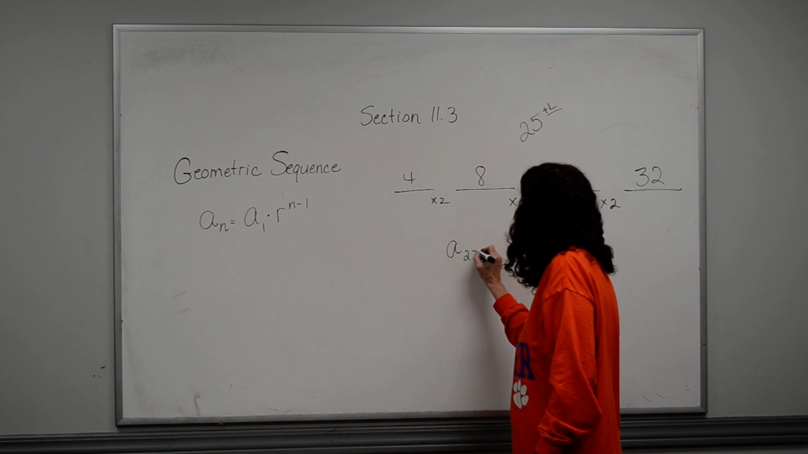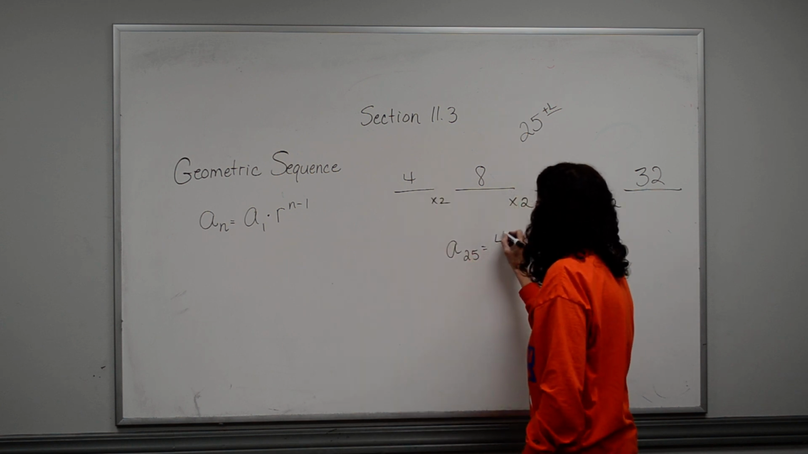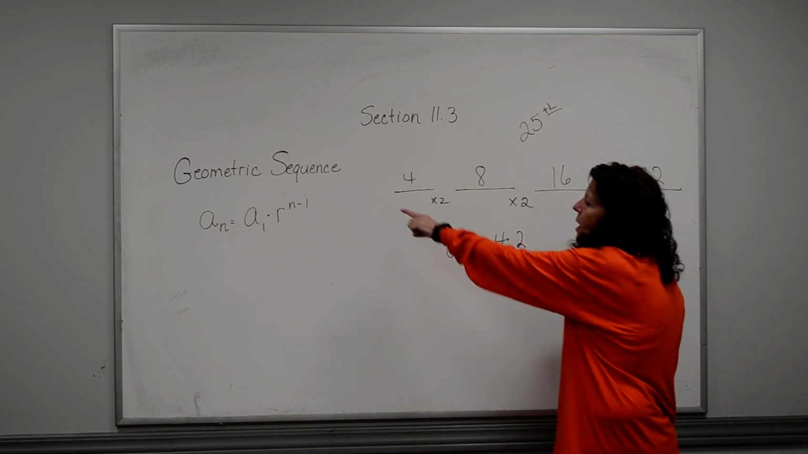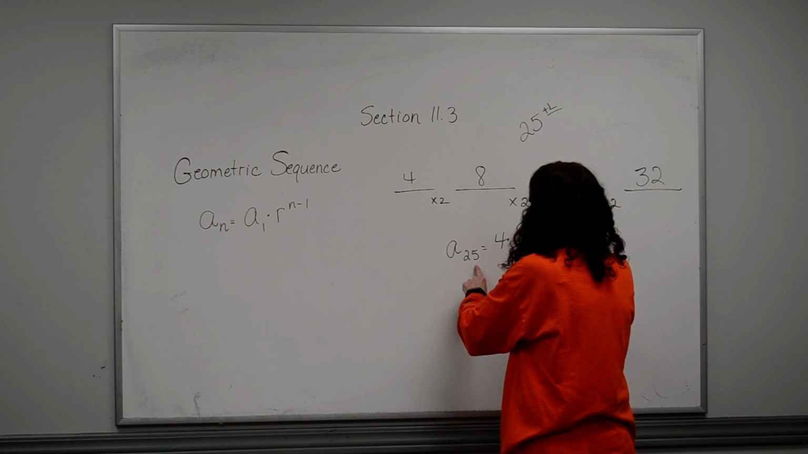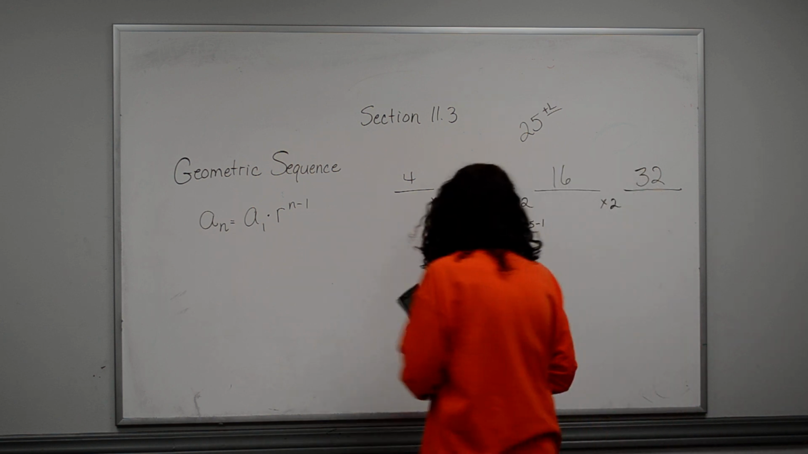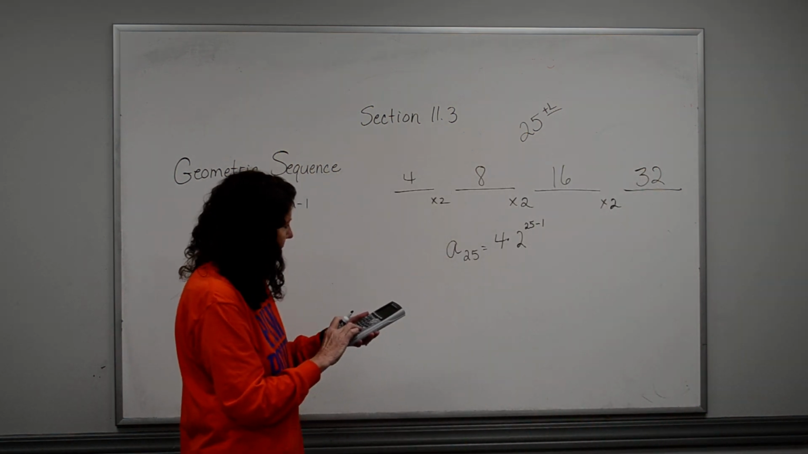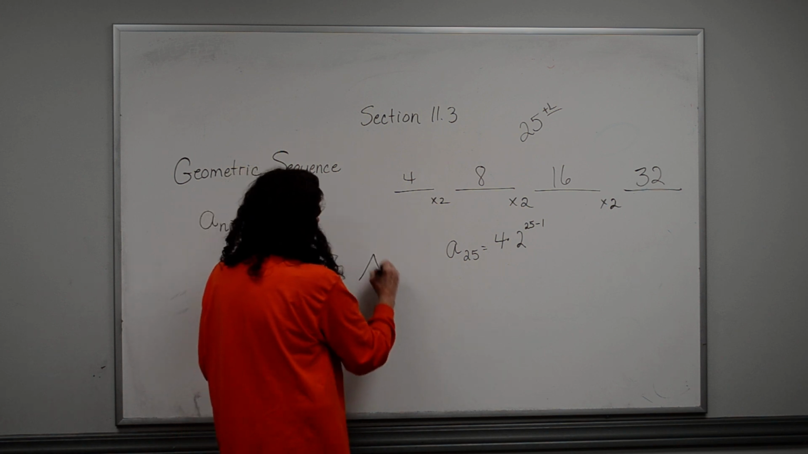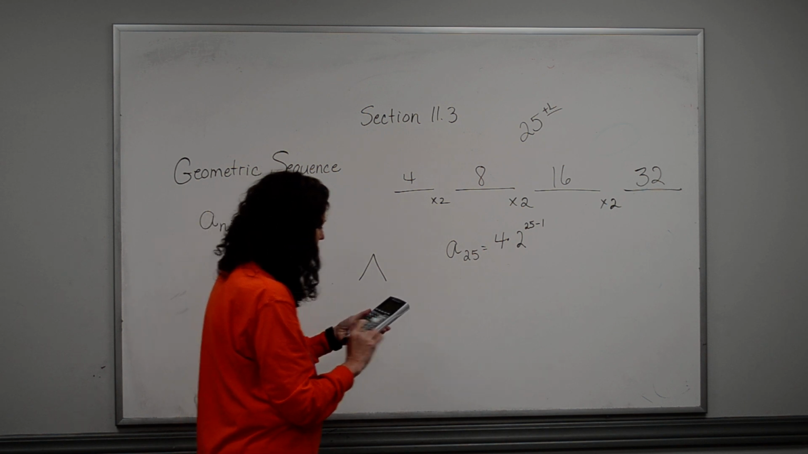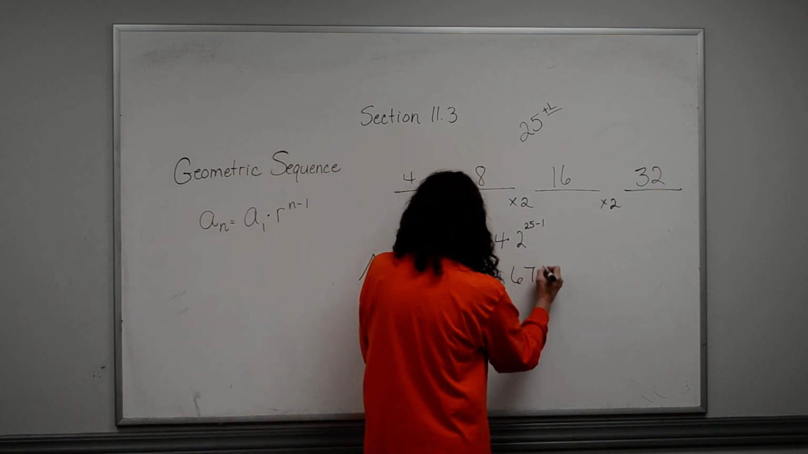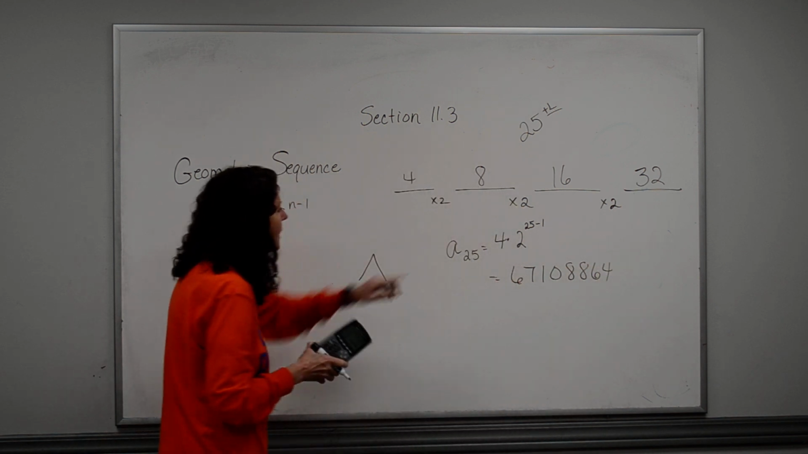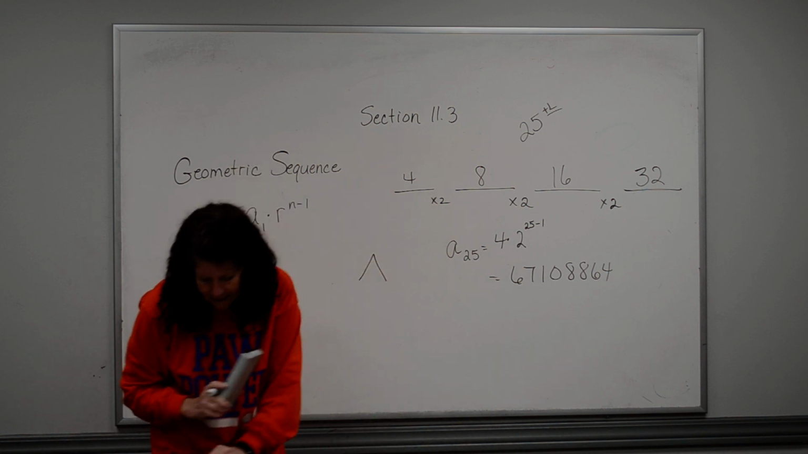So a sub 25 is equal to the first term, which is 4, times the common ratio, which in this case is 2, but it's raised to the 25 minus 1 power. Now these things can get big in a hurry. Take your calculator, take 4 times 2, and then your raise button, up there underneath clear, raised to the 24th power, and it's going to give you 67,108,864. That right there is the 25th term in that sequence.